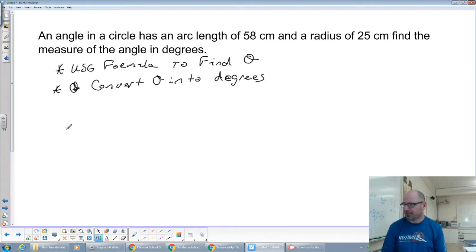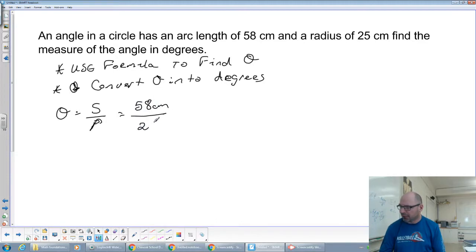Okay, so it looks something like this. The first thing we have to do, we know that theta is equal to S over r. So we've got an S of 58 centimeters divided by 25 centimeters. And this is going to give us a value in radians, not in degrees. So we have 58 divided by 25, which gives 2.32 radians.